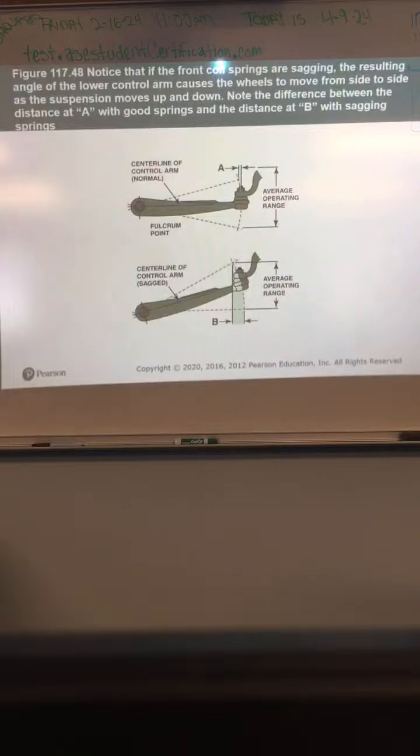The front coil springs are sagging. The resulting angle of the lower control arm causes the wheels to move side to side as the suspension moves up and down. Note the difference between distance A with a good spring and distance B with a sagging spring.